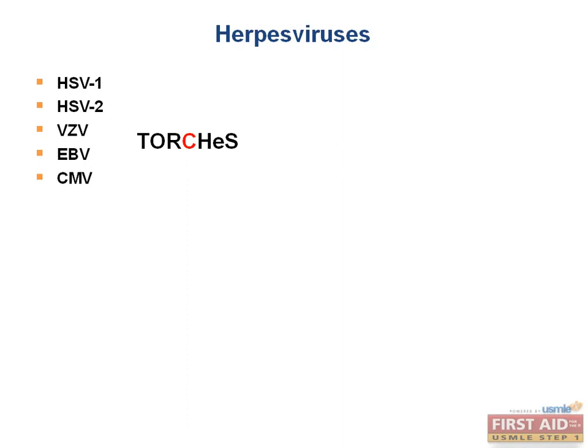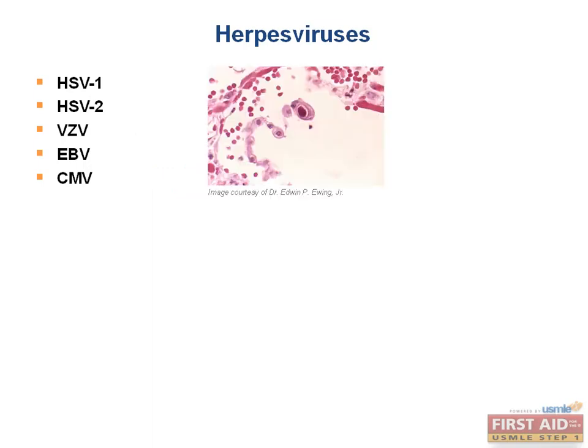In adults, CMV can cause a disease similar to mono, but when you do the monospot test, it'll be negative. This is because no heterophile antibodies will be formed. Step 1 likes to test this, so remember, CMV monospot negative. Diagnosis is made by seeing infected mononuclear cells with owl's eye inclusions, seen here.